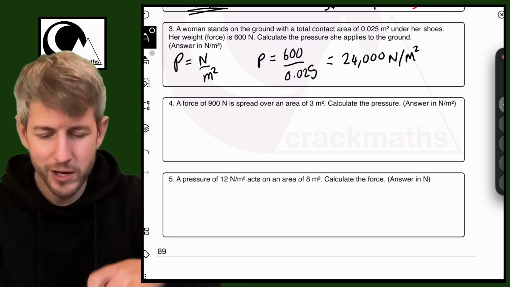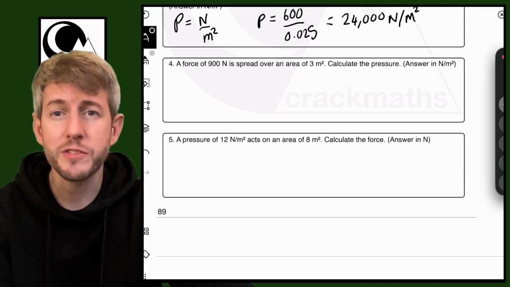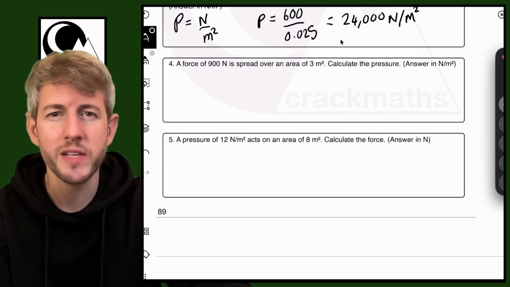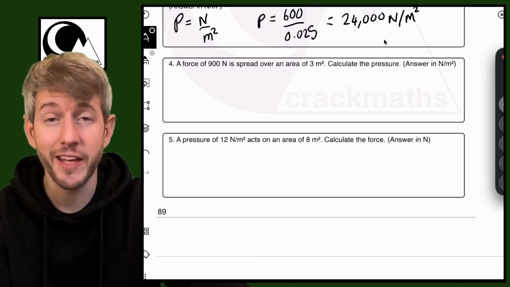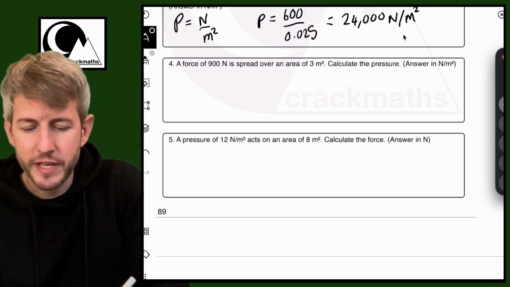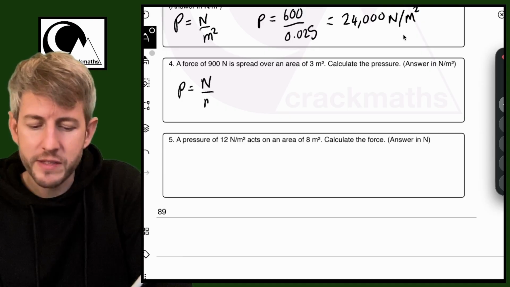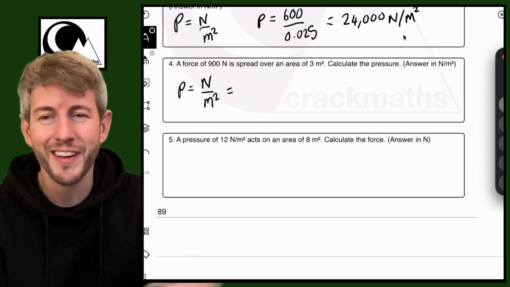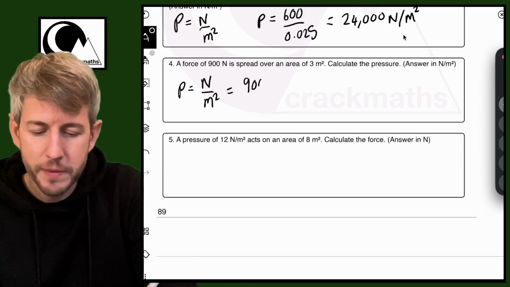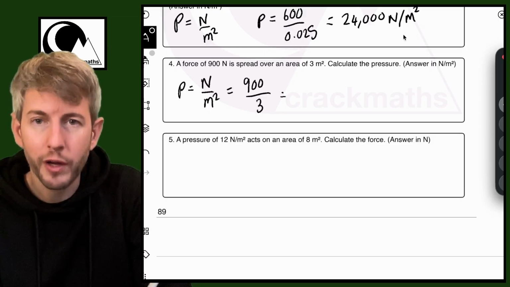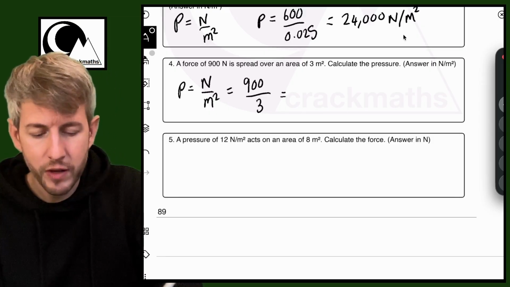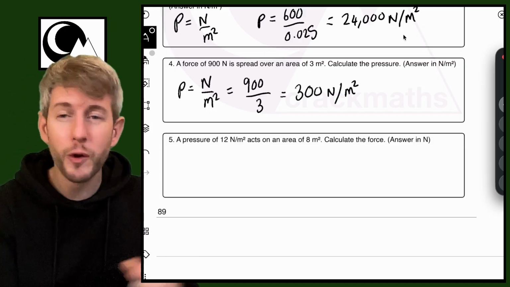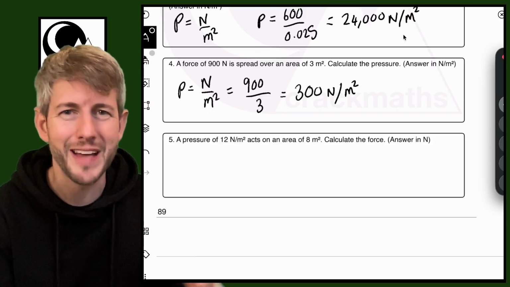Okay, right, let's have a look at question 4. And question 4 says, a force of 900 newtons is spread over an area of 3 metres squared. Calculate the pressure, answer in newtons per metre squared. Again, this is a nice one. The pressure is equal to newtons over metres squared. The force here is in newtons and the area is in metres, so this is very pleasant. So we're going to do 900 divided by 3, well, that is 300. And remember, the units is newtons per metre squared. But they'll always usually give you these at the end of the question in your exam anyway.